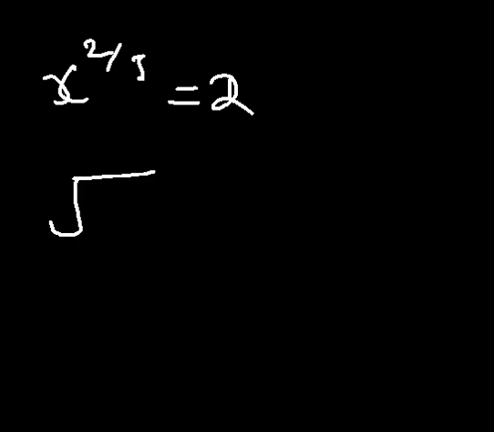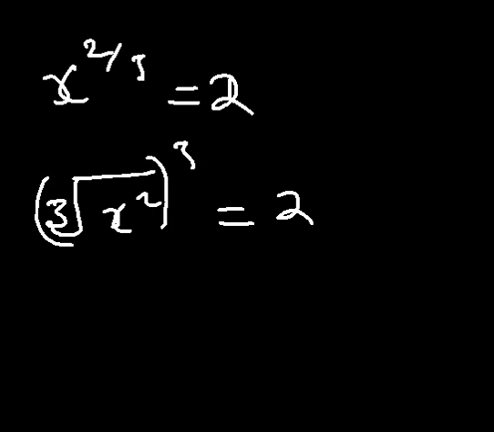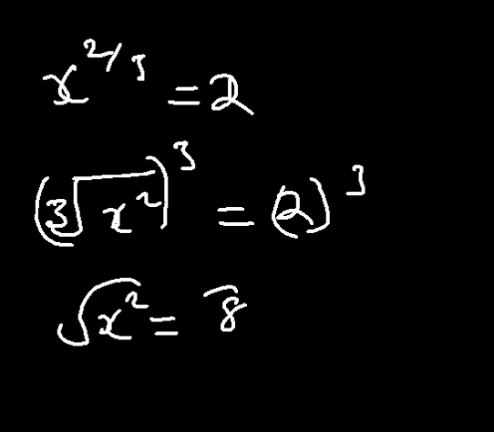Now we'll go for the other value, x to the power 2 over 3 is equal to, let's say, 2. Now we'll have it in the same way. We'll have the cube root of x squared, which is equal to 2. Then we'll have to introduce cube on both sides. That will give x squared is equal to 8. We'll have to introduce square root on both sides.